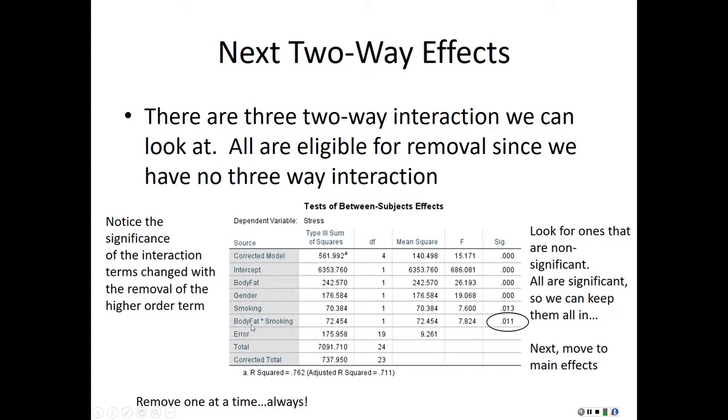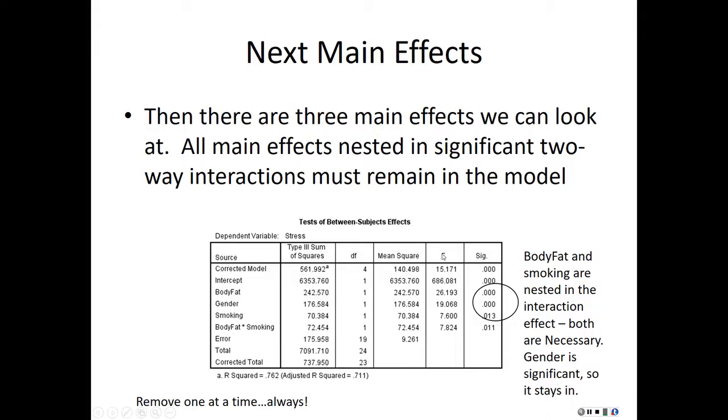So now, before we move to the one-ways, the main effects, you'll see we have body fat by smoking. What two main effects are we going to have to keep in the model no matter what? We're going to have to keep in body fat and smoking. It doesn't matter, they are significant, but even if they weren't, we would have to keep them in because they are necessary to the hierarchy. So since body fat and smoking are nested in the interaction, both are necessary. So the only one that we can look at is gender.